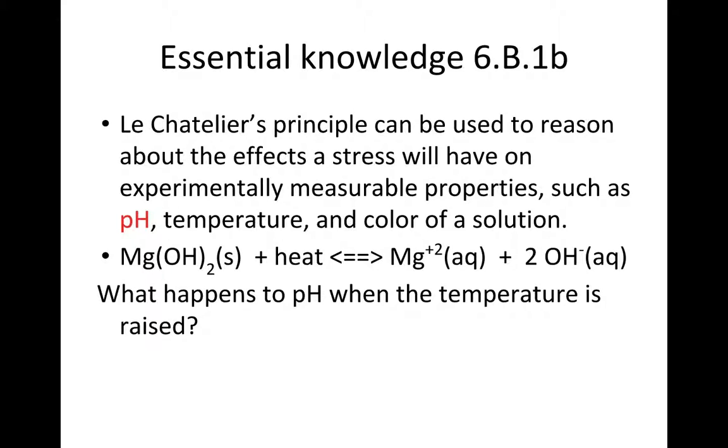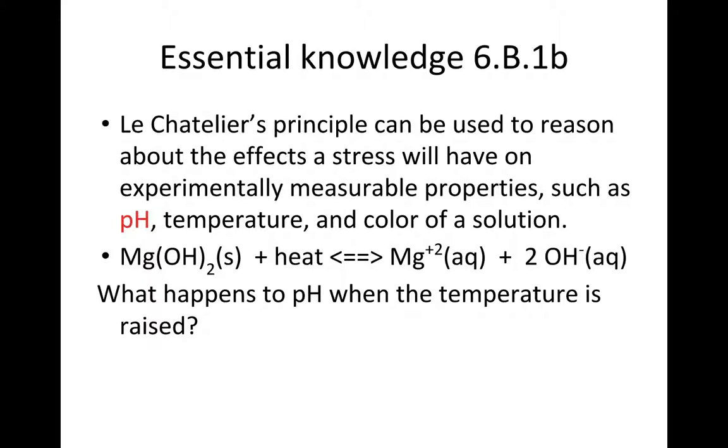Le Chatelier's principle can be used to reason about the effects the stress will have on experimentally measurable properties, such as pH, temperature, and the color of a solution. Here's an example of Mg(OH)2 solid plus heat making Mg2+ plus 2OH minus. Magnesium hydroxide is actually a popular antacid known as milk of magnesia. But it's called milk of magnesia because it's mostly solid suspended in water. Very little of the magnesium hydroxide actually dissolves to make magnesium ions and hydroxide ions.